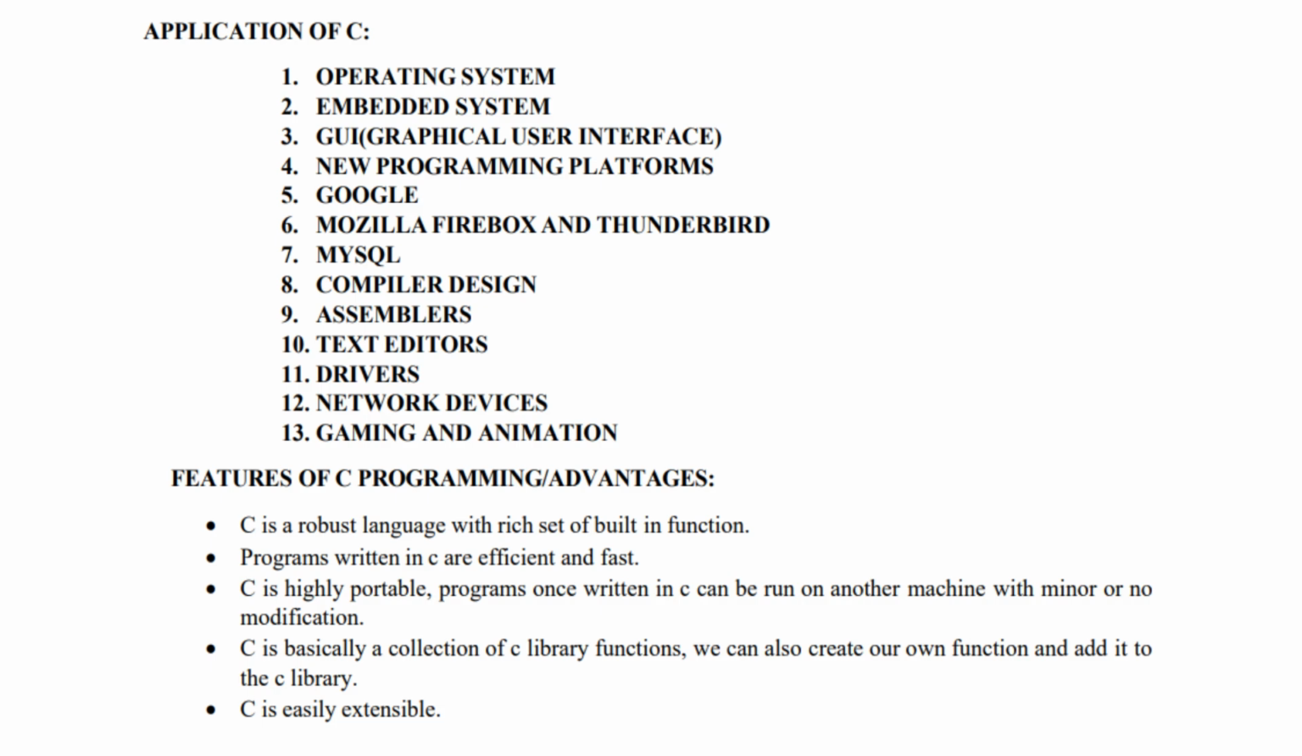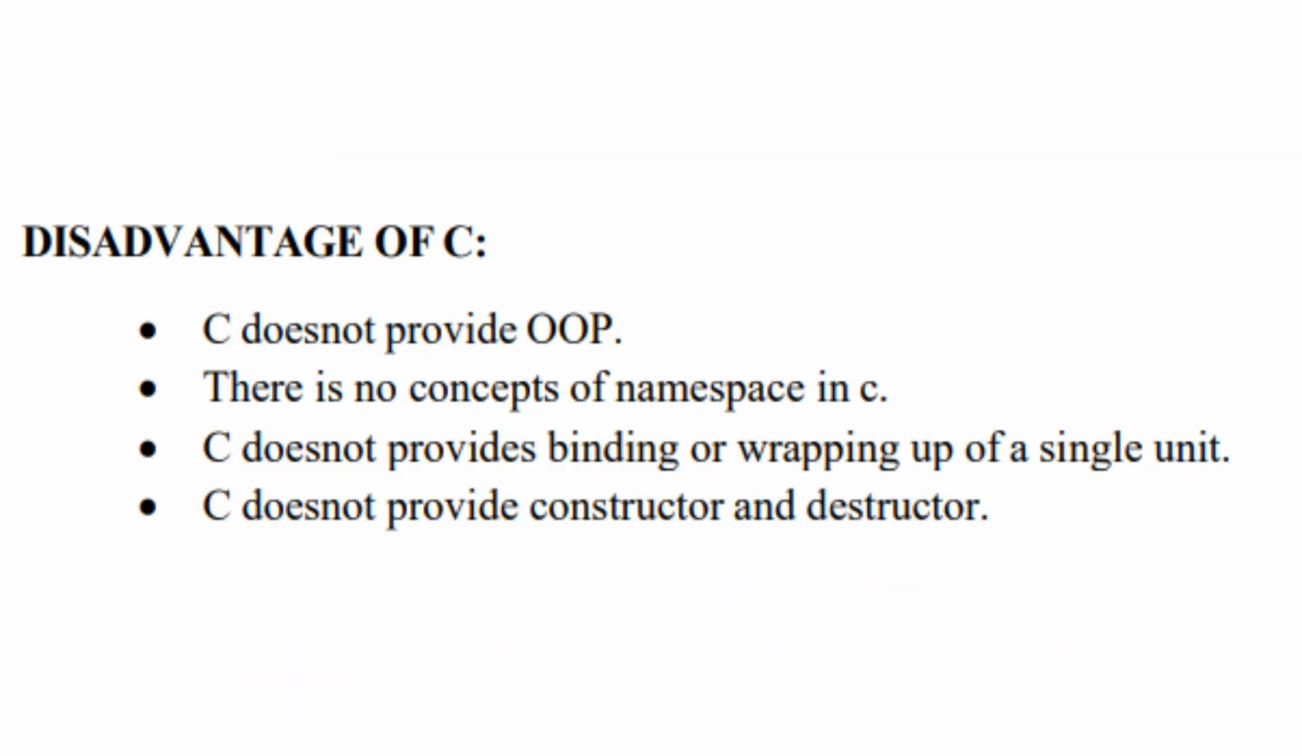Features of C programming. Advantages. Disadvantages of C. C does not provide OOP. There is no concept of namespace in C. C does not provide binding or wrapping up of data into a single unit. C does not provide constructors and destructors.